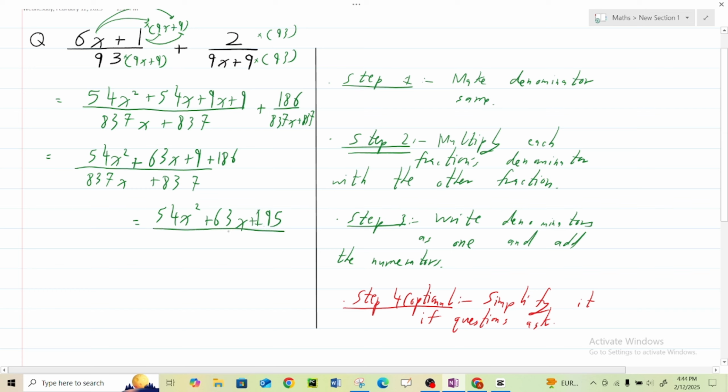So we have 54x squared plus 63x plus 195, divided by 837x plus 837. Now what the examiner can do is say, solve the above quadratic equation. Meaning 54x squared plus 63x plus 195. If you want to see how to solve a quadratic equation, I'm going to leave a link to that video over there so you can see that as well. So this is the end of this question.